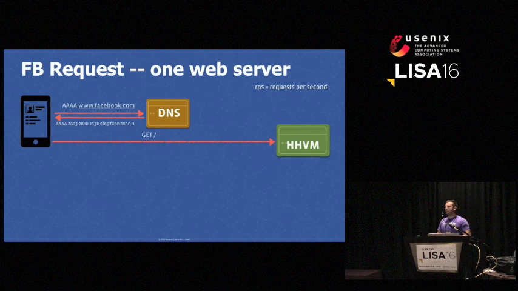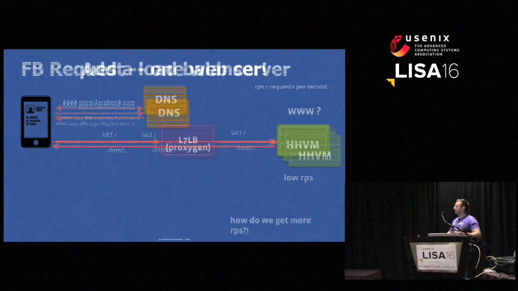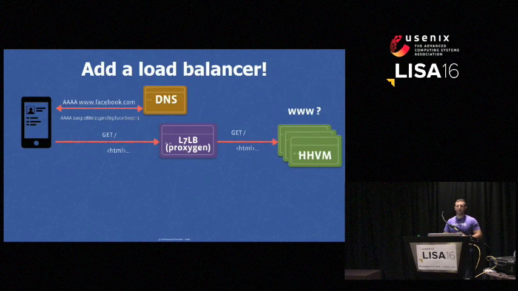Then that client needs to establish a TCP connection, and it's going to establish an SSL session. It's going to be HTTPS, so first TCP, then the SSL handshake, and then finally it's going to return that request. This works in a very small environment, but we need a lot more HHVM web servers to support all of Facebook. So how do we solve this? We add another load balancer in front of it.